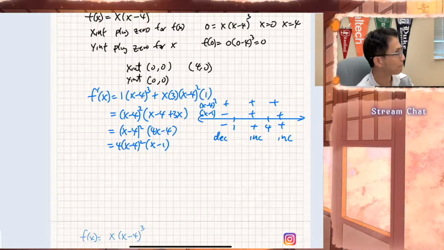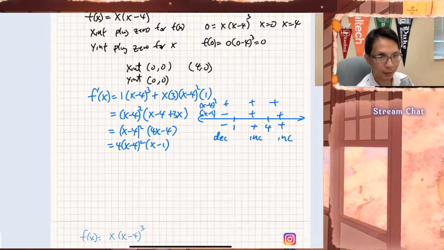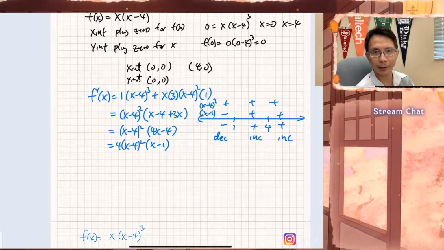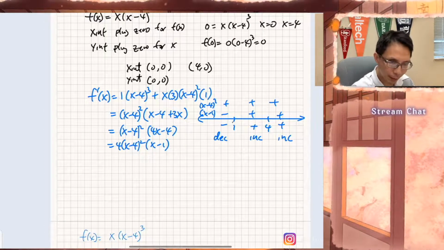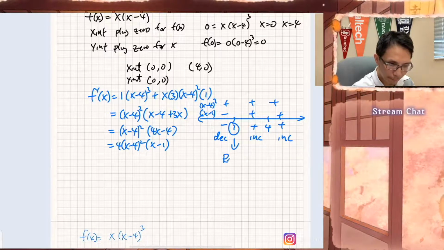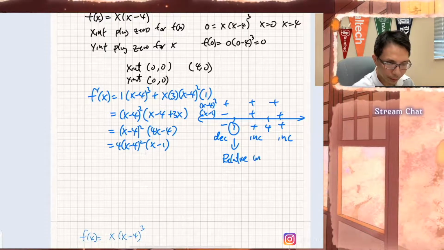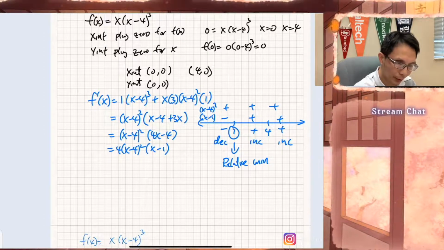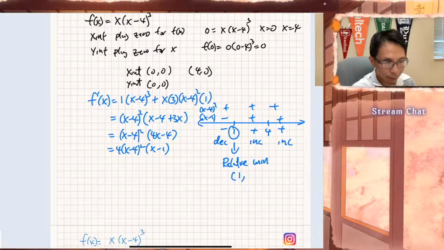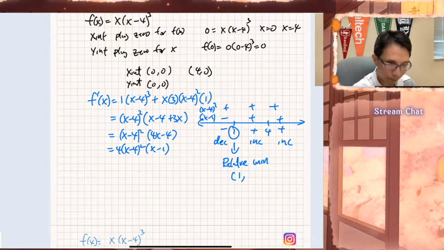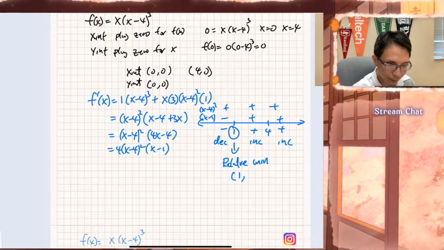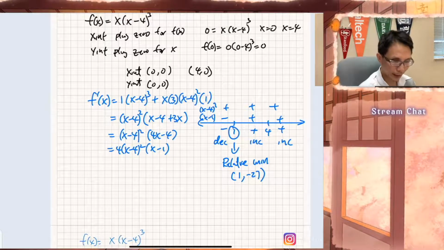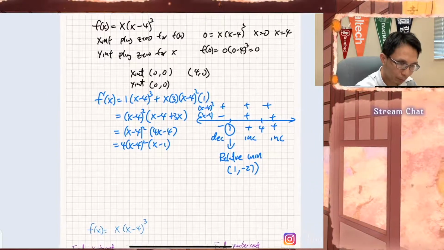Like at the 3x. Inflection point, I don't know if it's at 1, but you got a decreasing, increasing. That's probably a relative min, because that's a first derivative. Can you figure out at 1 what would be the coordinates? So if I plug in 1, what am I going to get? Negative 27, I believe. And those are very, very important points.